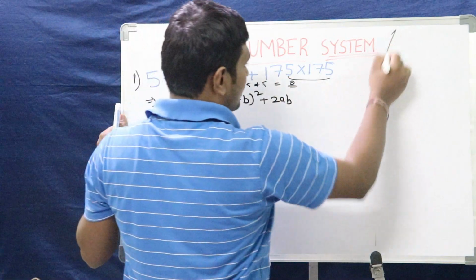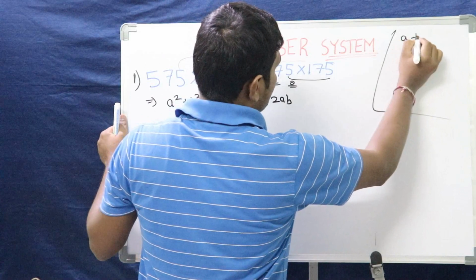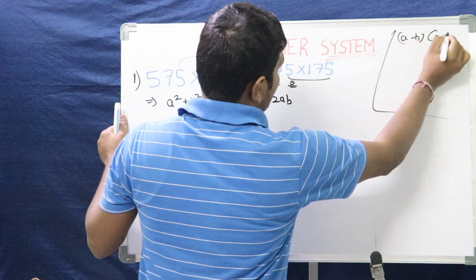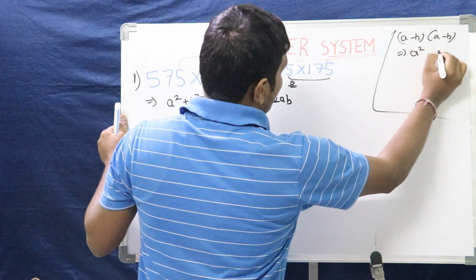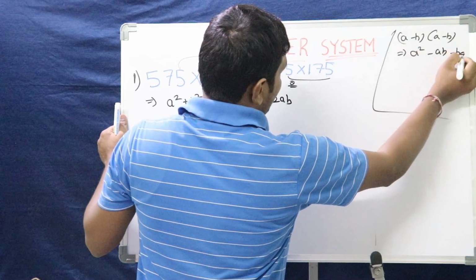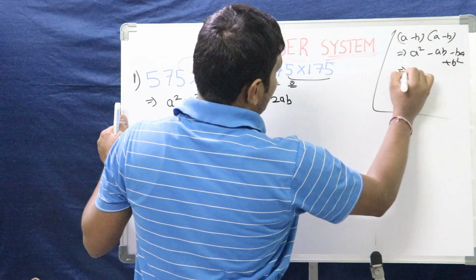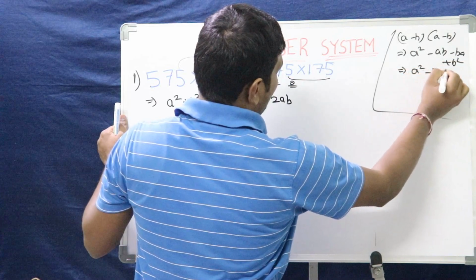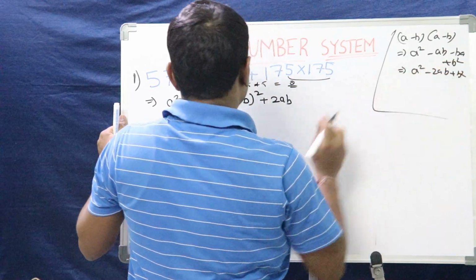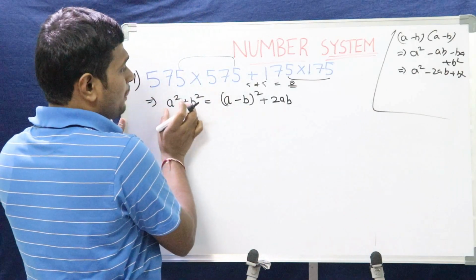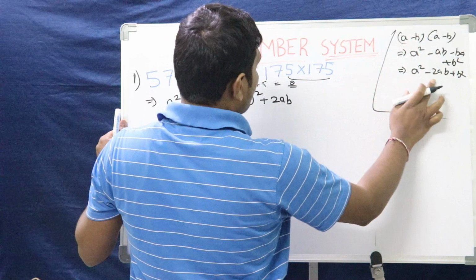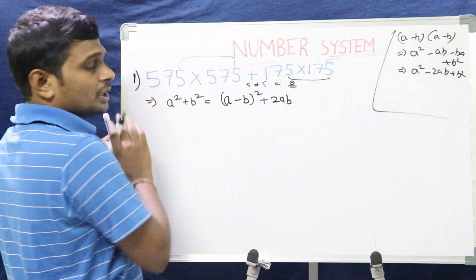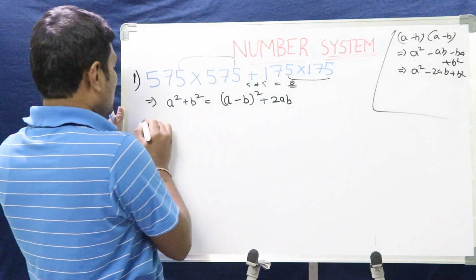How did we get this? We know a minus b whole square is a minus b into a minus b, that is a square minus ab minus ba plus b square, then a square minus 2ab plus b square. What we need here is a square plus b square. So I am doing a minus b whole square plus 2ab in order to achieve a square plus b square. Let's solve this one.